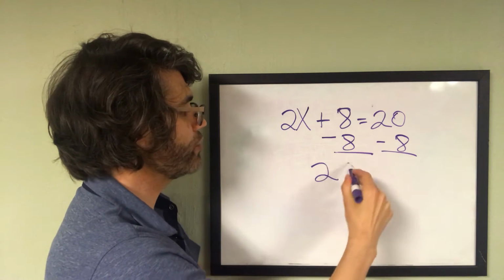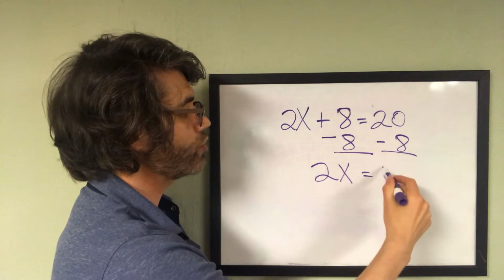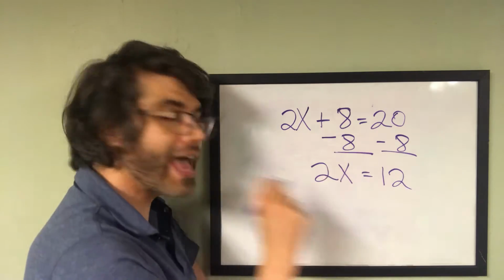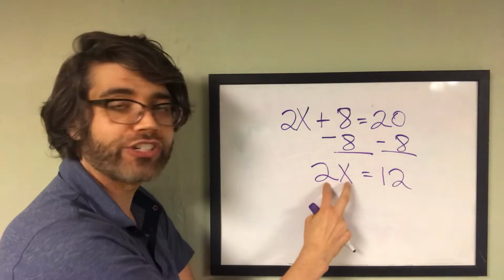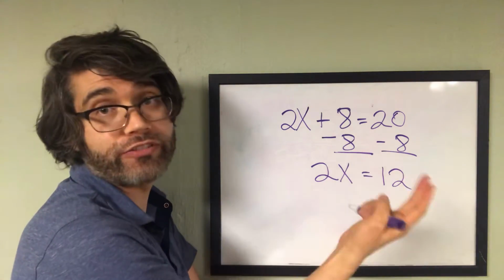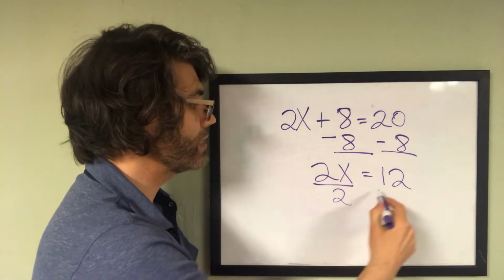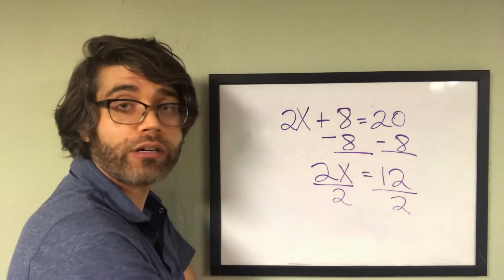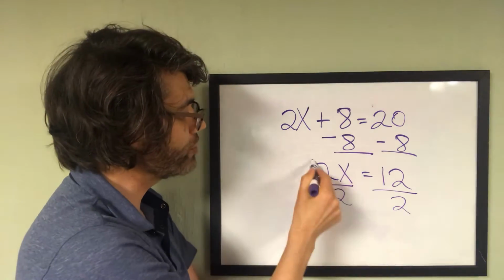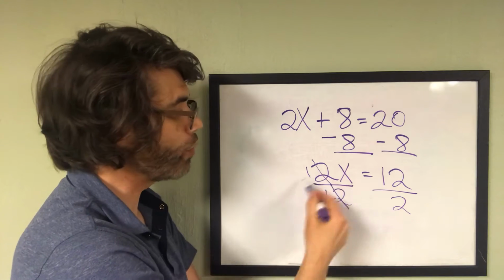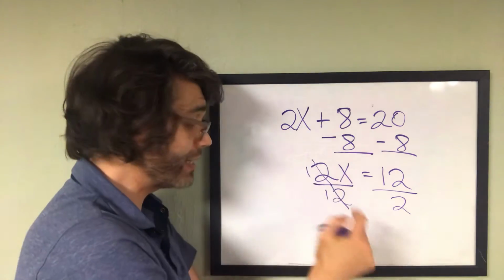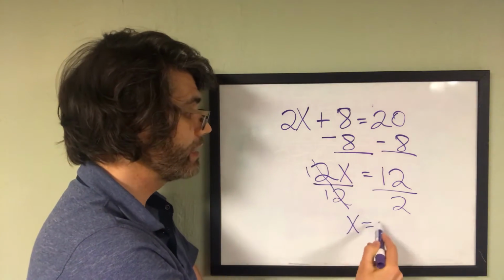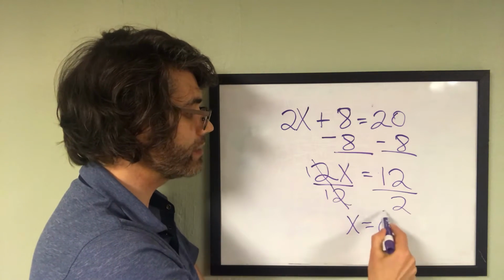So that leaves us with 2x equals 20 minus 8 is 12. And then I'm going to do the inverse operation of multiplication, which is division. As long as I divide both sides by the same number, I'm okay. So 2 divided by 2 cancels out to 1 over 1. 1x, a positive 1x, truly is isolated. And 12 divided by 2 is 6.